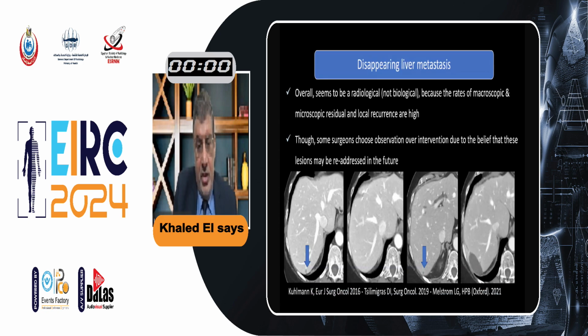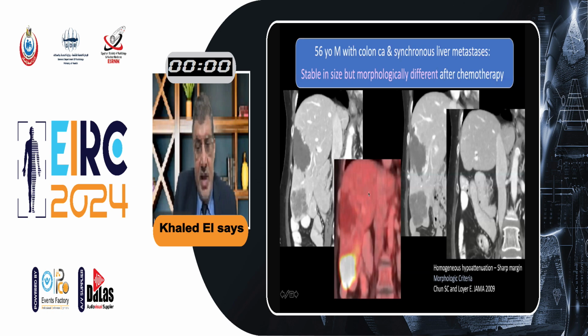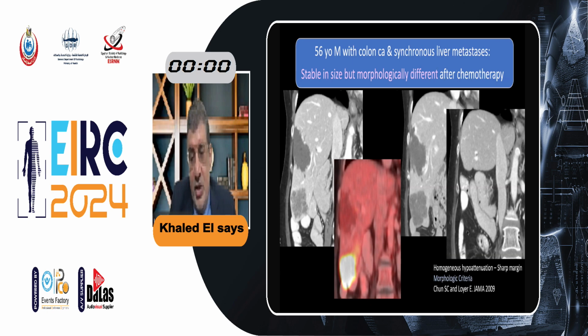This is what we talked about in this case. There is a lack of morphologic response here. Actually, it's partial. See how heterogeneous it is, how it became lower in attenuation and more circumscribed. So this has partially responded. The morphologic criteria, homogeneous attenuation and sharper margin, were published by our group at MD Anderson and have been proven to be effective.